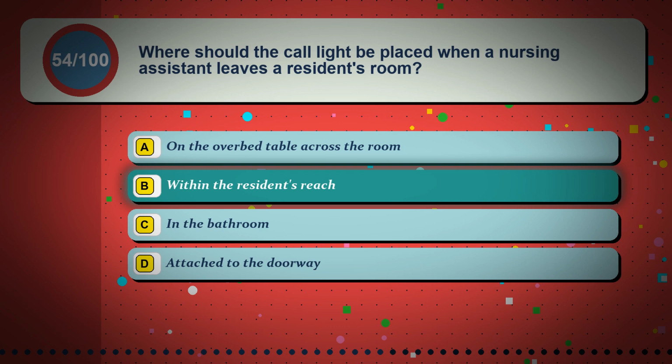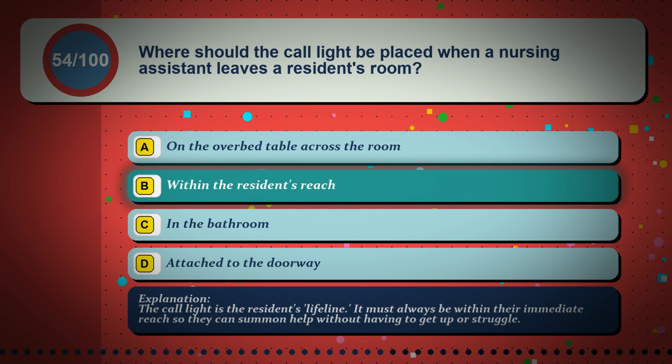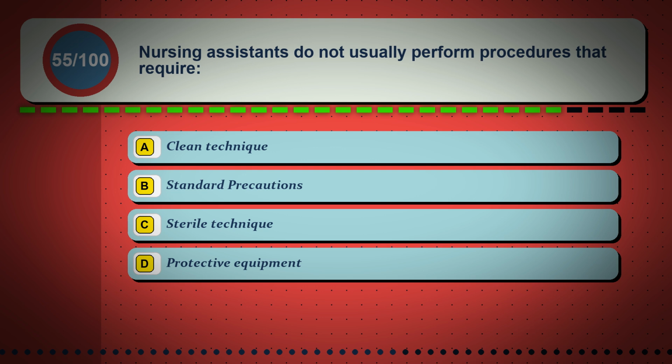The correct answer is option B, within the resident's reach. The call light is the resident's lifeline. It must always be within their immediate reach so they can summon help without having to get up or struggle. Question 55. Nursing assistants do not usually perform procedures that require: Option A, clean technique.